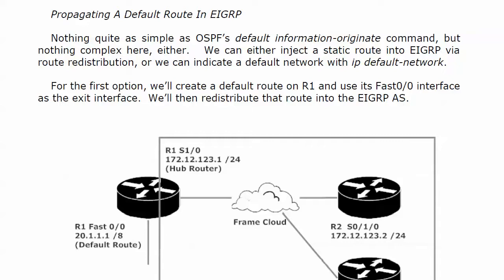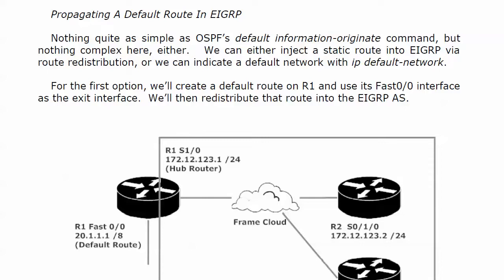When it comes to propagating a default route in EIGRP, there's nothing quite as simple as the old default-information originate command, but there's nothing real complex here either. We can either inject a static route into EIGRP via route redistribution, or we can indicate a default network with ip default-network. That one can be a little bit of an art form sometimes, but we will definitely get it running. But first we're going to tackle creating a default static route and then propagating that.